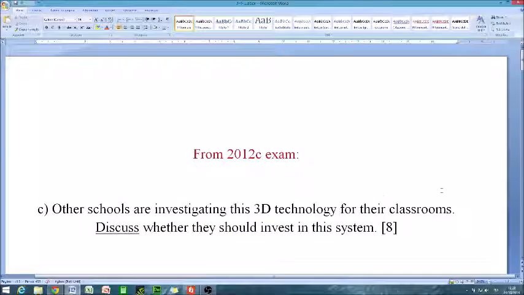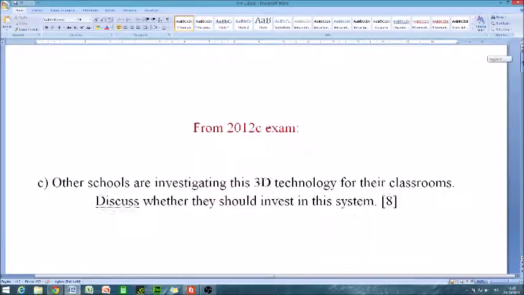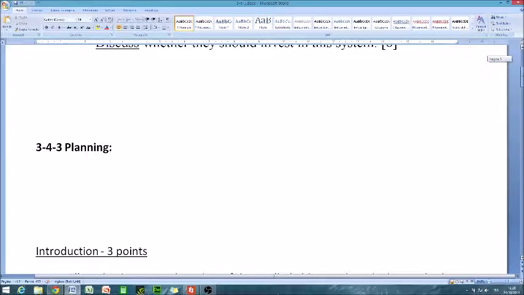So here is the question I will be dealing with. It's saying other schools are investigating this 3D technology for their classrooms. Discuss whether they should invest in this system. So it's an 8-mark question asking us to discuss. For it, I prepared a 3-for-3 planning.